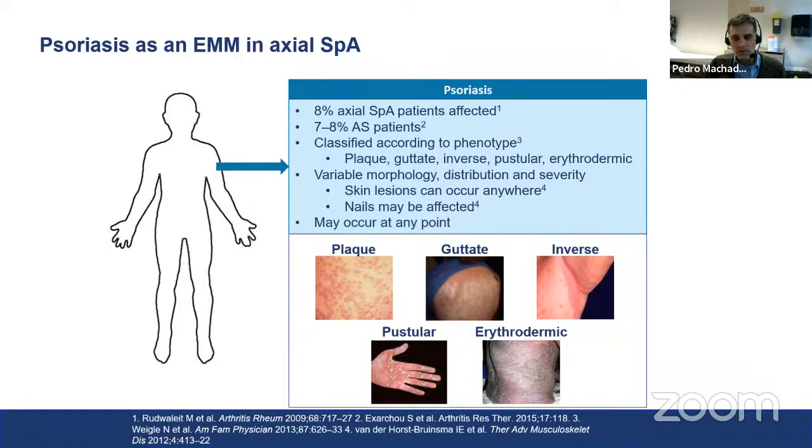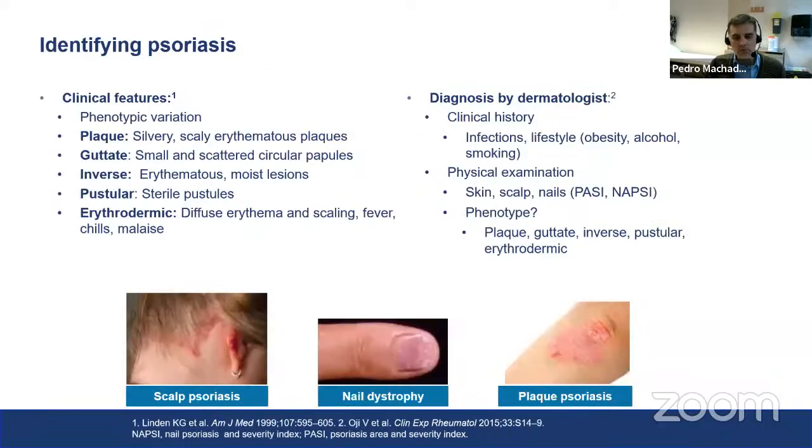And it's important to be aware that the phenotype of psoriasis can vary widely. Plaque psoriasis, guttate, inverse, pustular, and erythrodermic, just to name a few. Again, it's really important to look at the nails, and often the nails frequently give us a clue to the diagnosis.